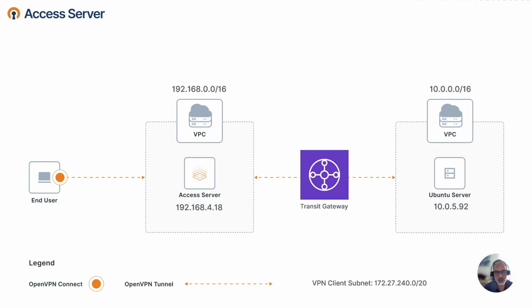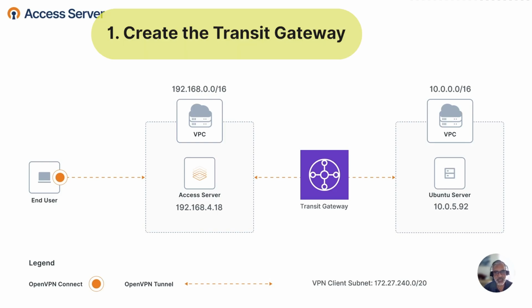What we want to achieve is simple. When a remote user connects to the access server in the first VPC, they should be able to reach the Ubuntu server in the second VPC in our instance here with the IP address of 10.0.5.92.